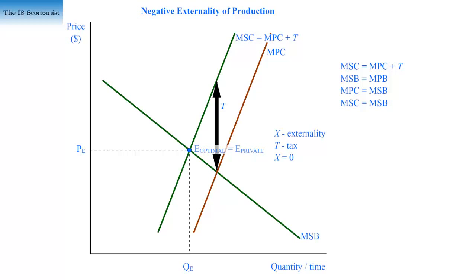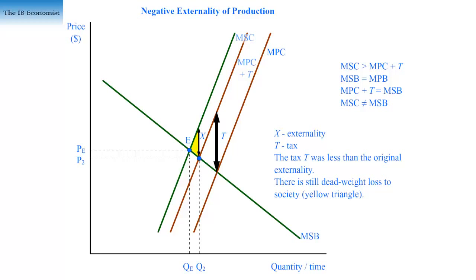Just to think of that, it should be fairly obvious that it will be very hard to estimate the true value of X, and since we cannot estimate the true value of X, we wouldn't be able to set a correct tax. If we set an incorrect tax, we might have a situation like this. Notice that this time the tax that was placed was smaller than the original externality. So the solution was to increase the marginal private cost. Again, the marginal private cost is equal to MPC plus T, but it still does not match the marginal social cost. The externality has decreased, the deadweight loss to society has decreased, but still we have a market failure.